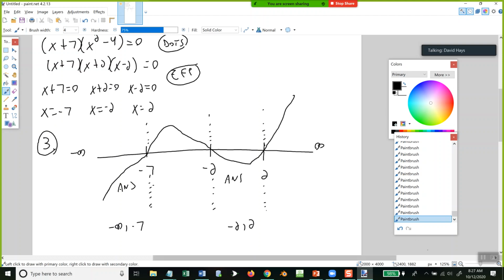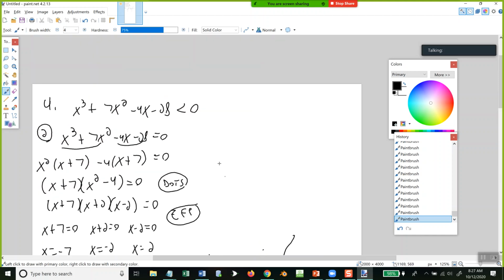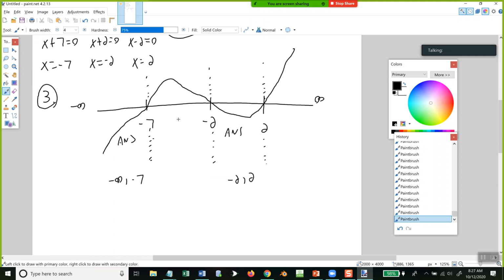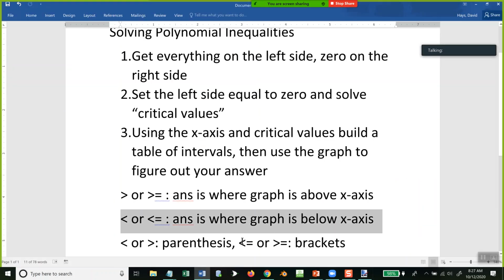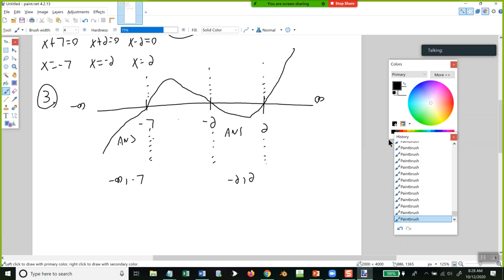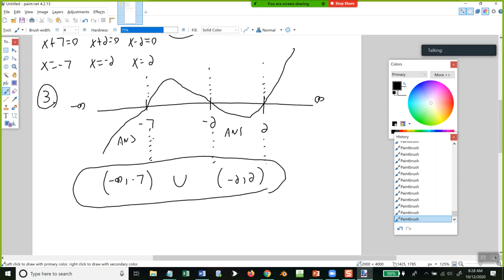Now our problem, specifically, is a less than. Less than means use parentheses. Parentheses, parentheses, parentheses. Infinities always have parentheses, and then a union symbol in between them. And that'll be our answer.